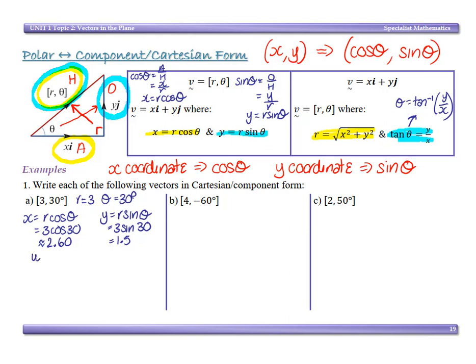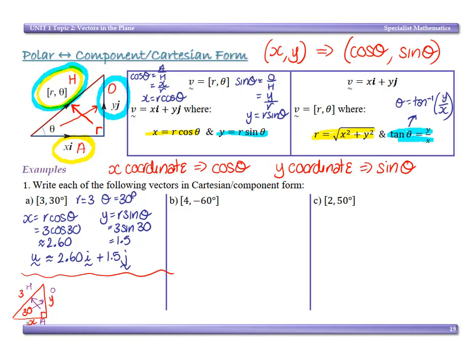So my vector is going to be approximately equal to 2.60i plus 1.5j. Now again, if you forgot the formulas or you don't want to remember the formulas, completely understand. I didn't when I was at school. So draw the diagram. You've got your 30, you've got your 3, you've got your y, you've got your x. Label your diagram H, O, A, and you can work it out.